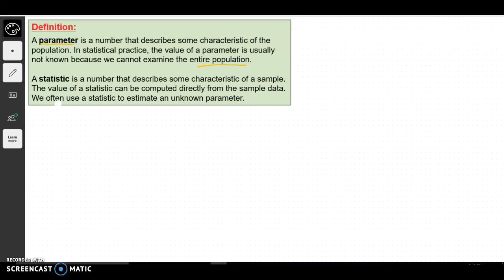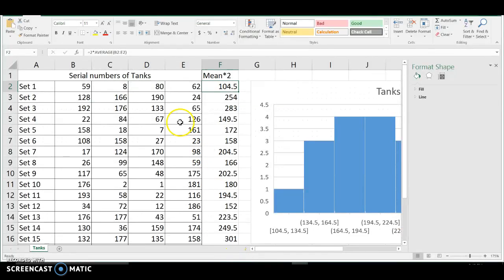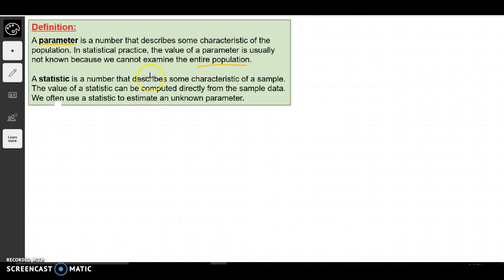Okay, so today what we're going to do is talk about sampling distributions. We're going to start with these definitions that I got from the book, and then we're going to use the example that we set up yesterday with all the tanks, the tank serial numbers, and see how this relates to what we're doing today.